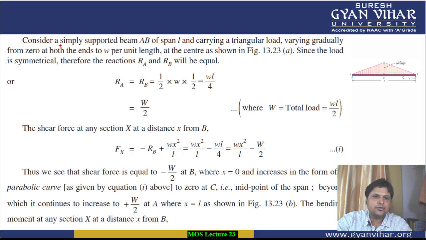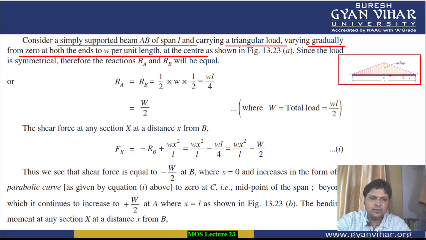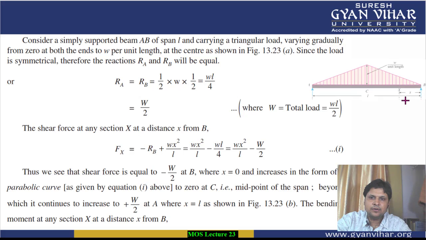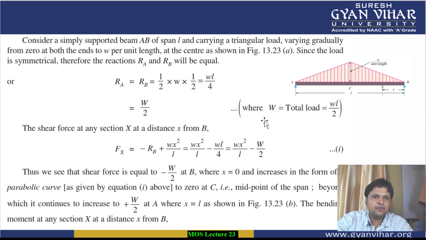Let's consider, students, a simply supported beam whose span is small l and it is carrying a triangular load, which is gradually varying from 0 at both ends to W per unit length at the center, as shown in the figure. The figure is a bit small. So let this be the condition which we are going to discuss. This is the load. Then first of all, we will calculate the support reactions. How will we calculate the support reactions?